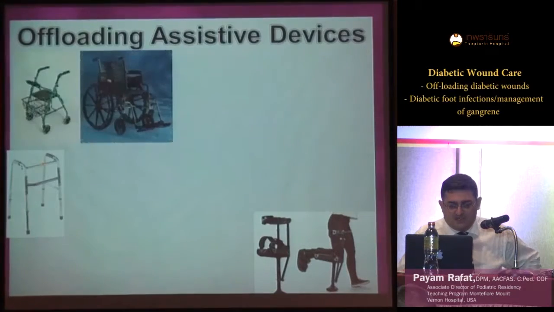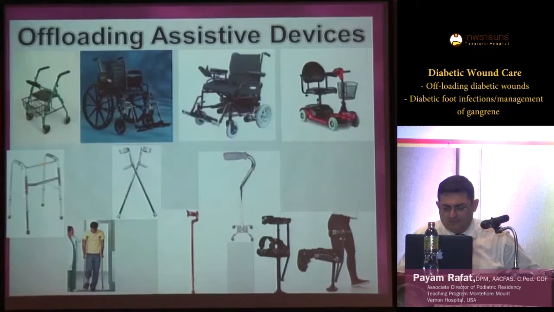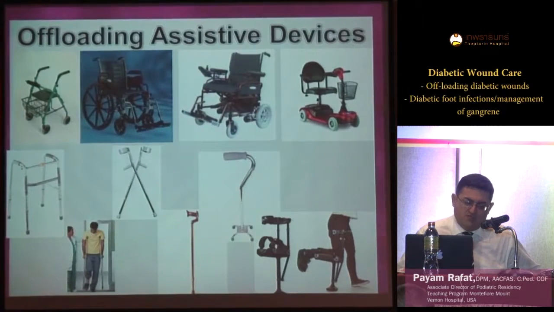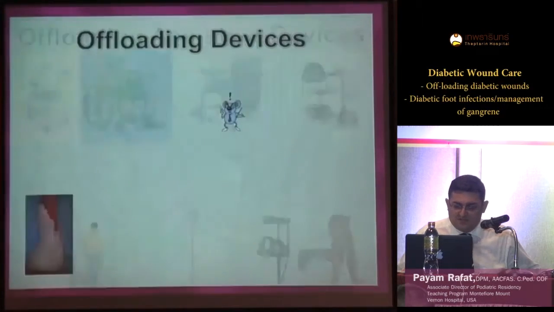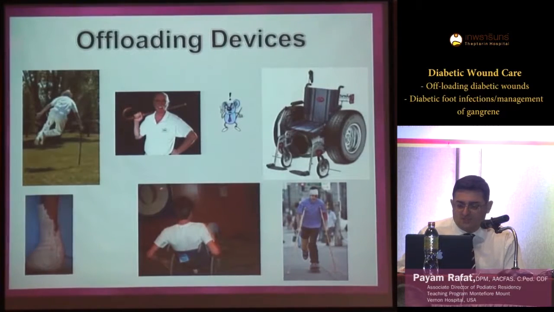There's various offloading assistive devices, including rollators, wheelchairs, electric wheelchairs, scooters, canes, crutches. But each of these items need to be discussed with the patients and with good instruction. They need to be able to know how to use them. Oftentimes we'll see people coming in using their devices improperly, so education, teaching them is a critical part of it.